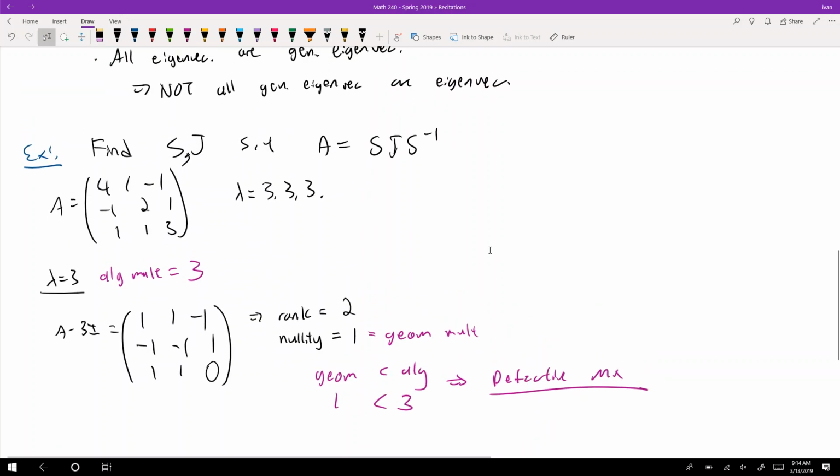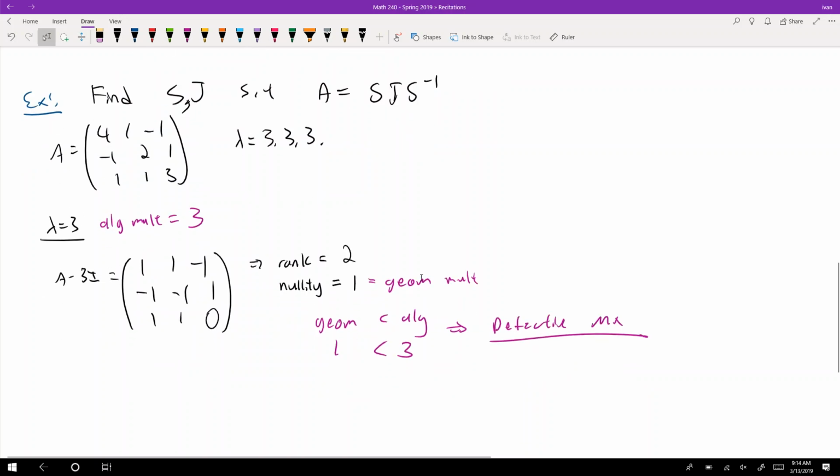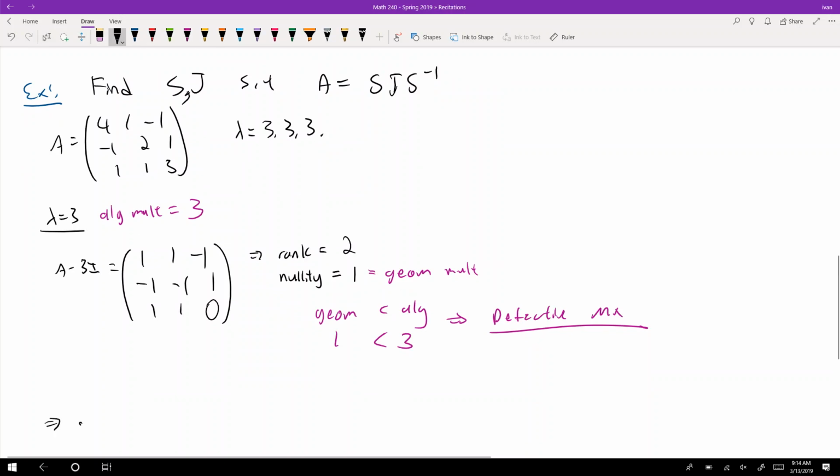So now how do we find this? We know that it's a defective matrix. If we know it's defective and we have this case right here, don't just start and try to find eigenvectors, because that's going to be wrong. So what we want to do instead is generate eigenvectors using a cycle of generalized eigenvectors. All right, so let's see how we do this.